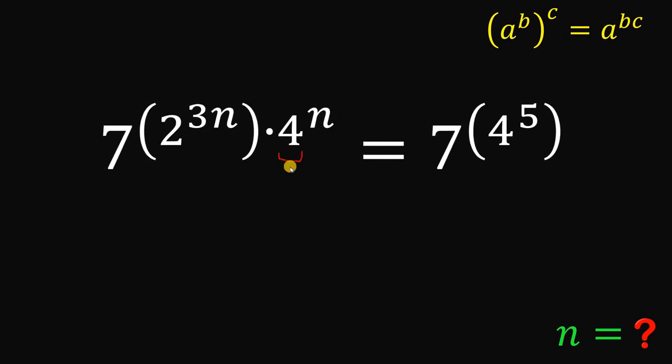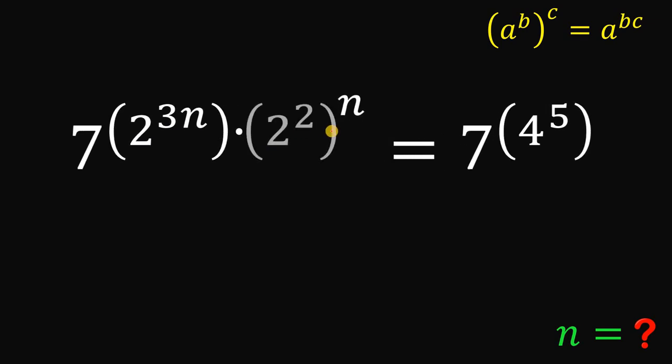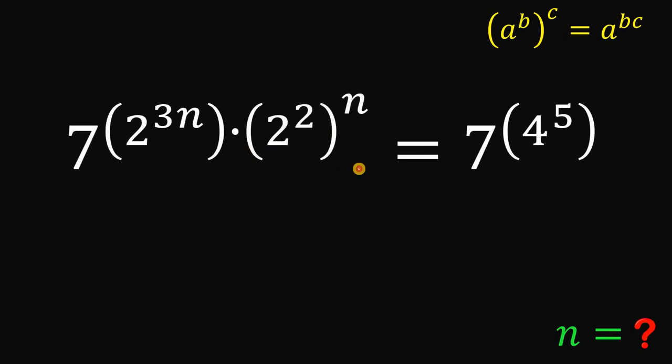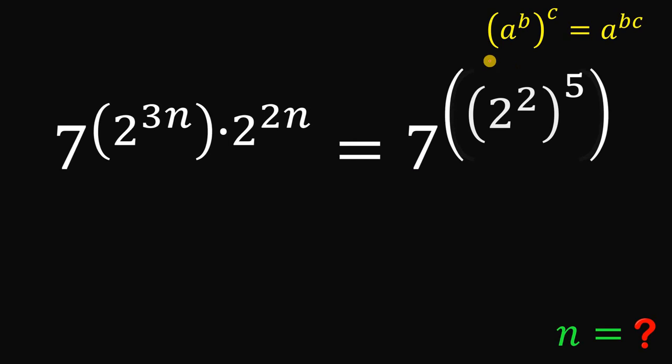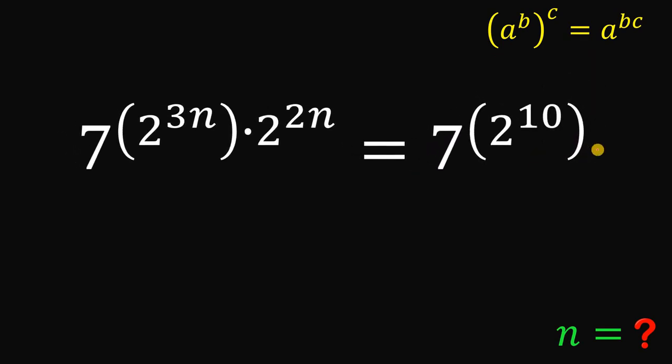Now, how about this 4 raised to n? This 4 can be written as 2 raised to the power of 2. So, 2 raised to the power of 2 raised to the power of n, using this identity, simplifies to 2 raised to the power of 2n. Now, how about this 4 raised to 5? This 4 is just 2 raised to the power of 2. Applying this identity, this is just 2 raised to the power of 2 times 5, or simply 2 raised to the power of 10.